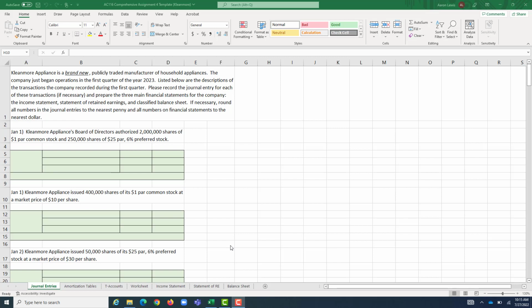Cleanmore is just going into operations. They probably need some money, so we're going to start these journal entries with a few that are going to help them raise funds. In the first entry on January 1st, before we can even begin to raise funds, our board of directors needs to say that it is okay to issue equity to sell a part of the company. So Cleanmore Appliances board of directors is going to authorize 2 million shares of $1 par common stock and 250,000 shares of $25 par 6% preferred stock.